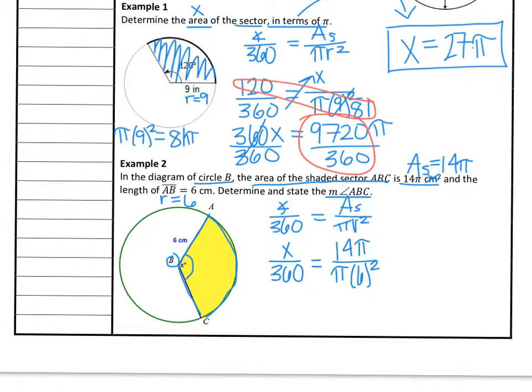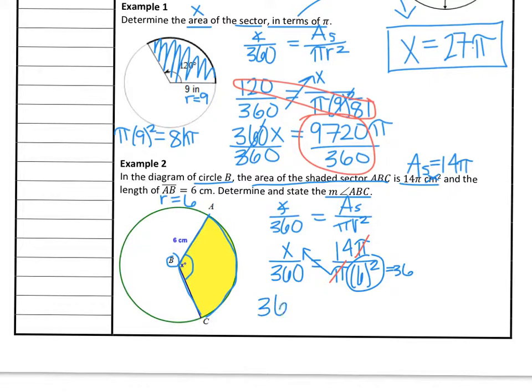I hope you remember from the last topic that if there's pi's on top and bottom, just cancel them out. Makes it a little bit easier for you. And then let's go ahead and cross multiply. So I'm going to do x times 6 squared. 6 squared is 6 times 6, which is 36.